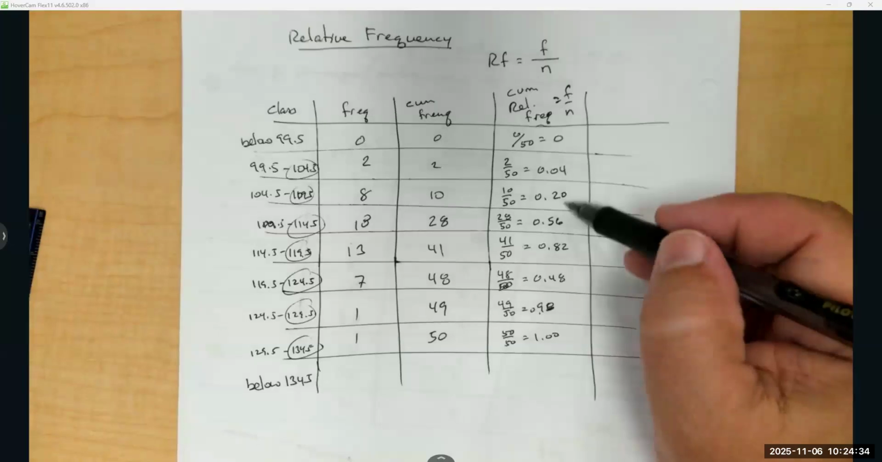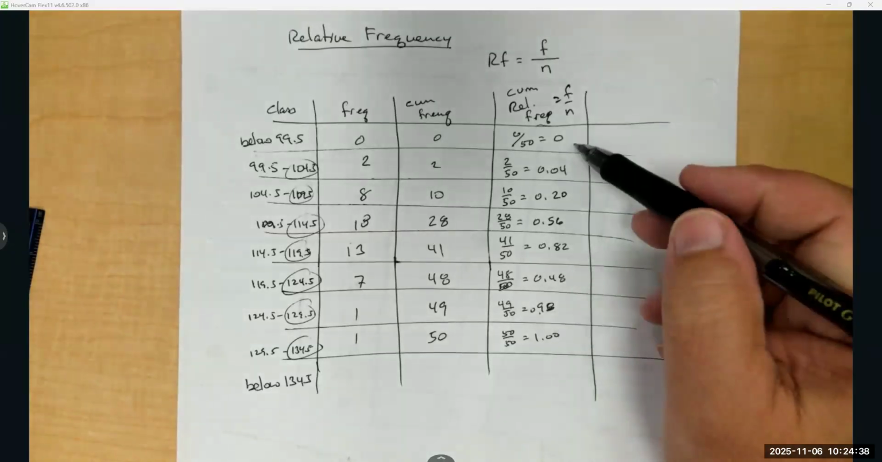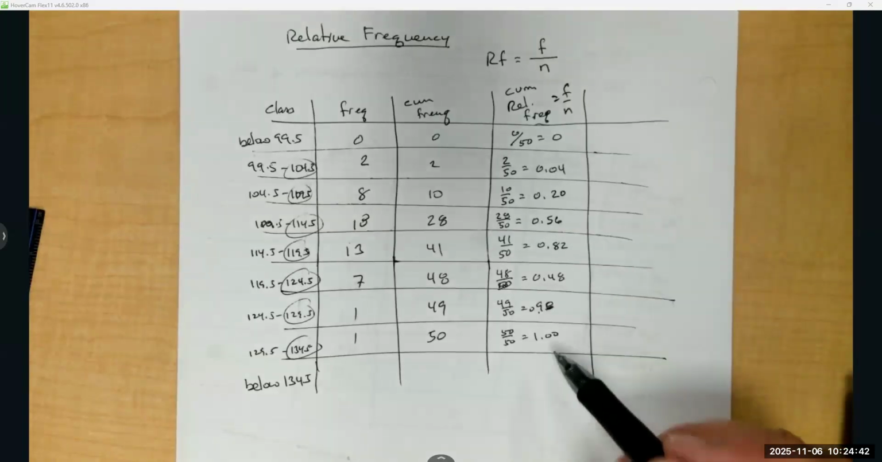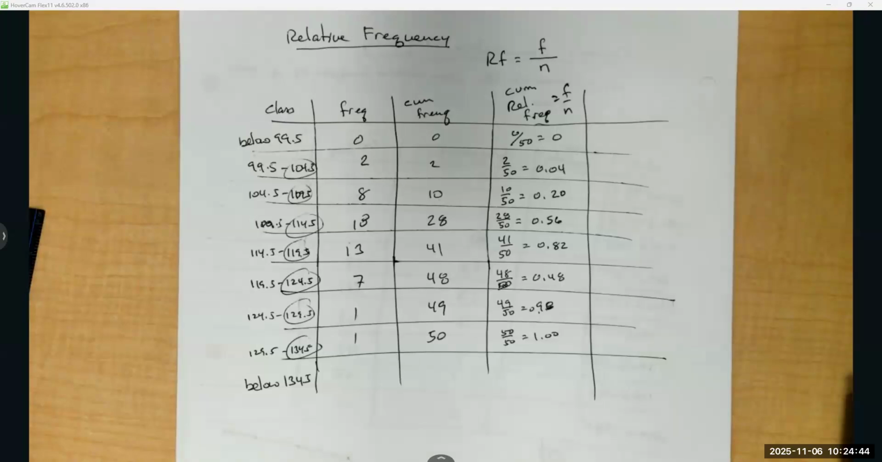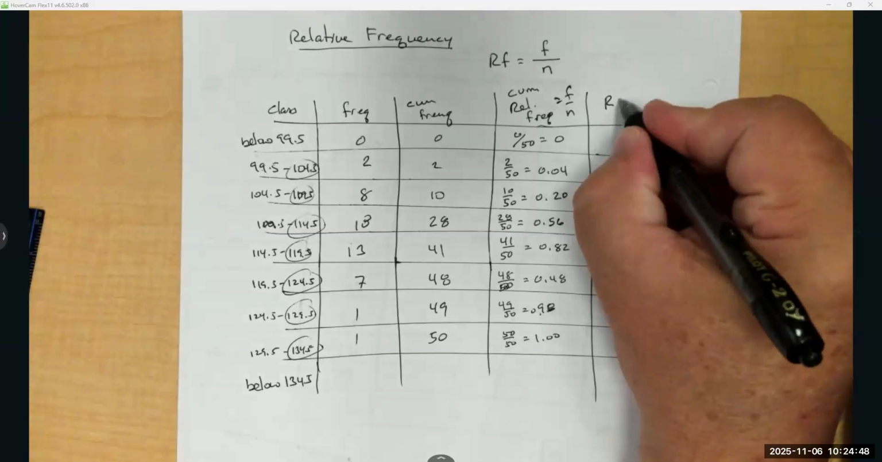What do you notice about these numbers here? They don't add up. They eventually all go to 1, which is the highest level it can go. And that's how that one goes. So what would the relative frequency be?